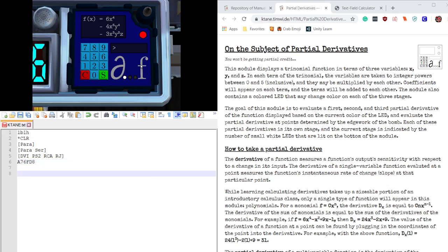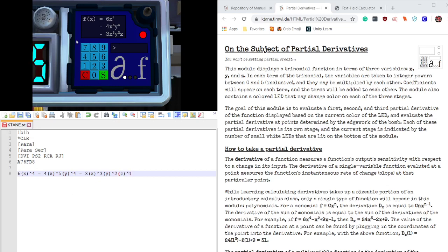So, partial derivatives consists of a big equation of three terms. Each term has an x, y, and a z value. It also has an LED, which can be one of 6 colors, and a keypad to submit numbers on. As the defuser, you're going to read out this big equation. So our equation is 6x to the 4th, minus 4x to the 5th, y to the 4th, minus 3x to the 3rd, y to the 2nd, and z to the 1st.